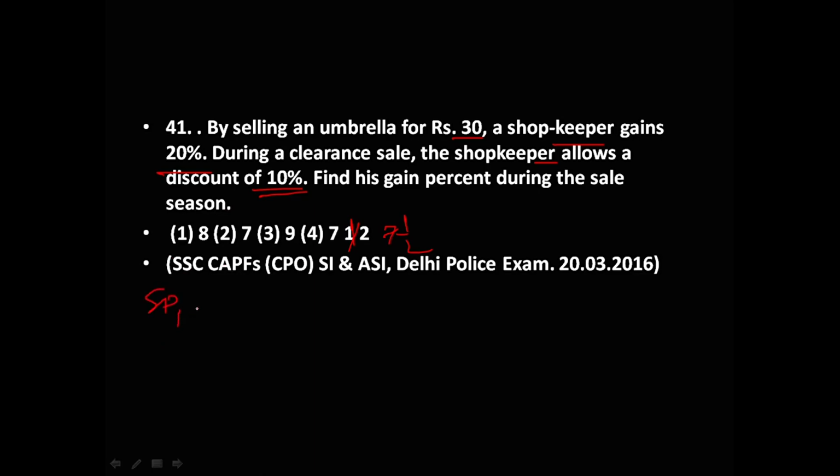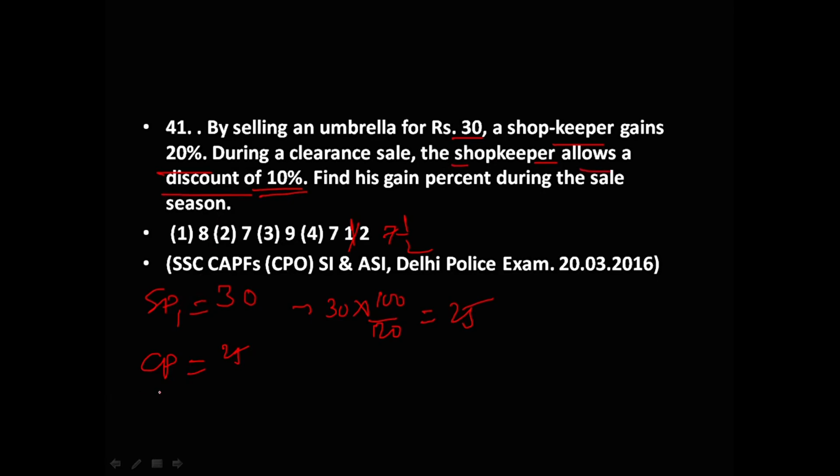First, in the first case, SP1 is how much? 30. So CP is, what's the gain? 20% gain. So CP is 25. How? 30 into 100 upon 120, it's 25. Clear? So in the next case, it is said that the shopkeeper allows a discount of 10%.